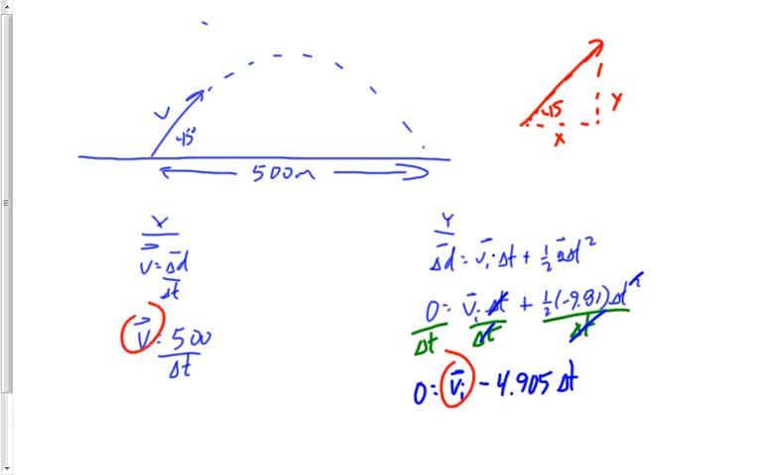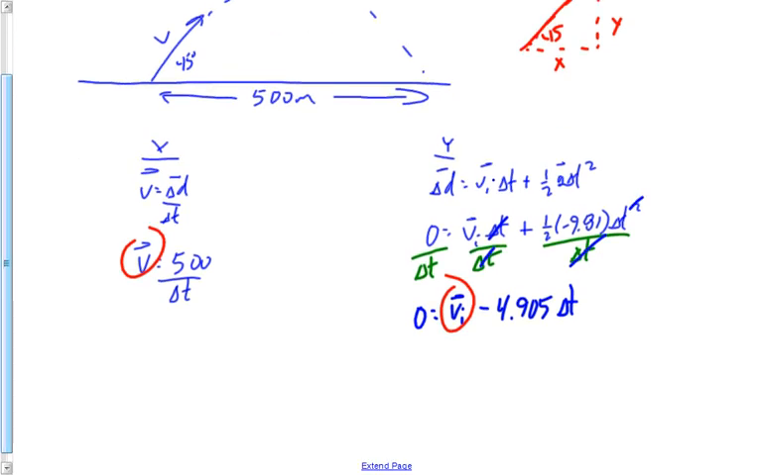So let's just call it V. Okay, let's not call it two different things now. We usually call it two different things because they usually have two different values. But in this case, it's the same value, so let's just call it V. V is equal to 500 over T. Let's change this to this. Now we have two equations and two unknowns.